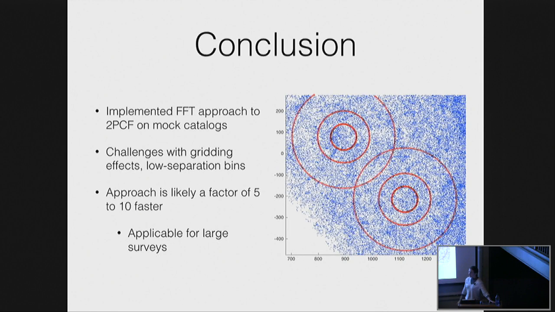We implemented this approach based on the paper to calculate the two-point correlation function rather quickly for mock catalogs. There are still some issues in terms of we're not getting quite what we want in the correlation function values, and we're trying to test how much of that is attributable to fundamental issues in gridding, fundamental issues in what we're asking when we ask for chunks of separation in radial bins.